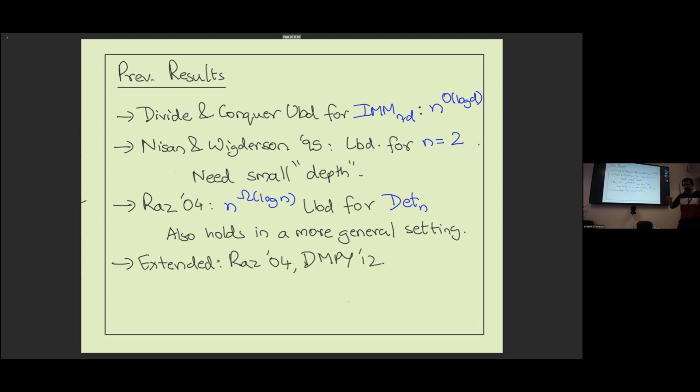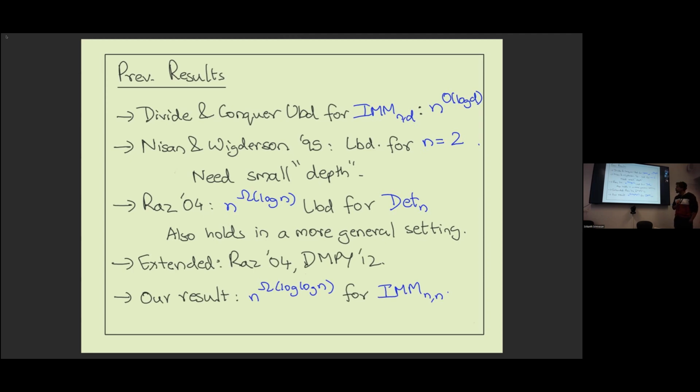So these results were subsequently extended. Raz has some more work. So you have other polynomials for which you can again prove this kind of quasi-polynomial bound. And in this context, what we do is again to prove a weaker lower bound than this one, for this problem. Okay, so this is kind of the main reason.